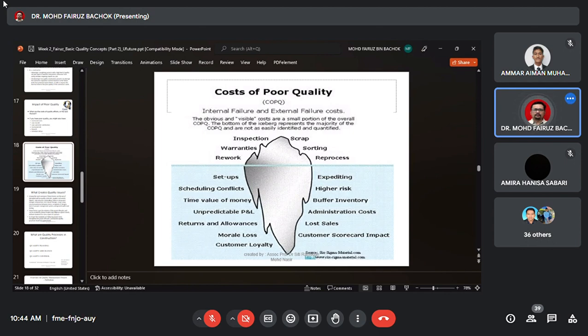That's the cause of poor quality. It's like an iceberg. Itu yang berlaku dekat kapal Titanic. The problem yang kat atas tu, but kat bawah is more problem. It's like an iceberg, okay.